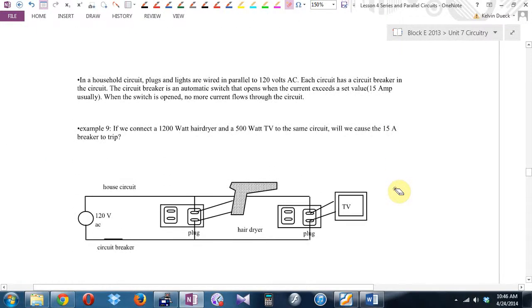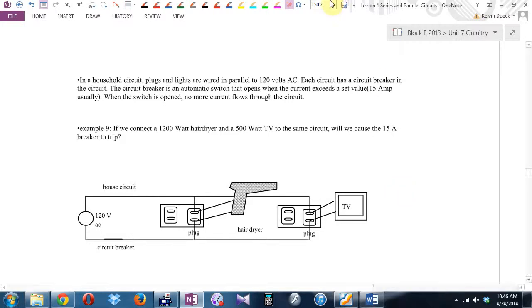Let's talk about how you blow a breaker. In a household circuit, plugs and lights are wired in parallel to 120 volts AC. Each circuit has a circuit breaker in the circuit. The circuit breaker is an automatic switch that opens when the circuit exceeds a set value. For almost all of your plugs, it's 15 amps. You have a few plugs that are 30 amps. The stove plug, the dryer plug, and you might have a couple more. But for the vast majority of them, if you try to draw more than 15 amps, you're going to blow the breaker.